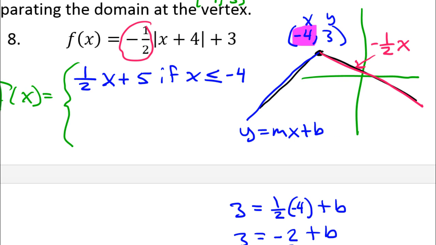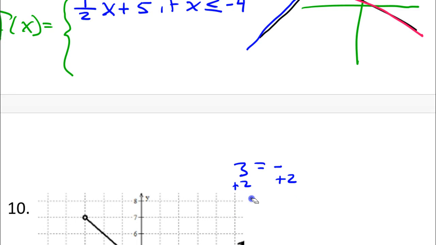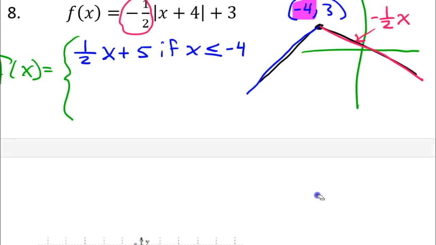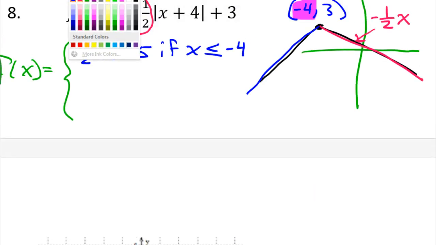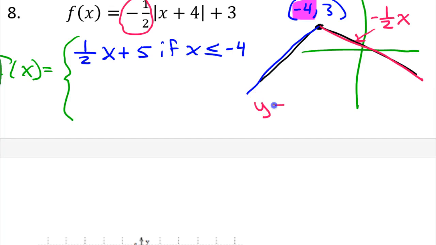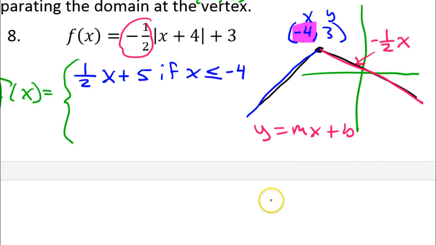Okay, for the pink side, let's just do this over again. So we are still thinking y equals mx plus b. We're still using the vertex. All right, 3 is the y, so this is going to start off 3 equals. This time the slope is negative 1/2. All right, the x value is still negative 4 plus b. So that's going to give me 3 equals.